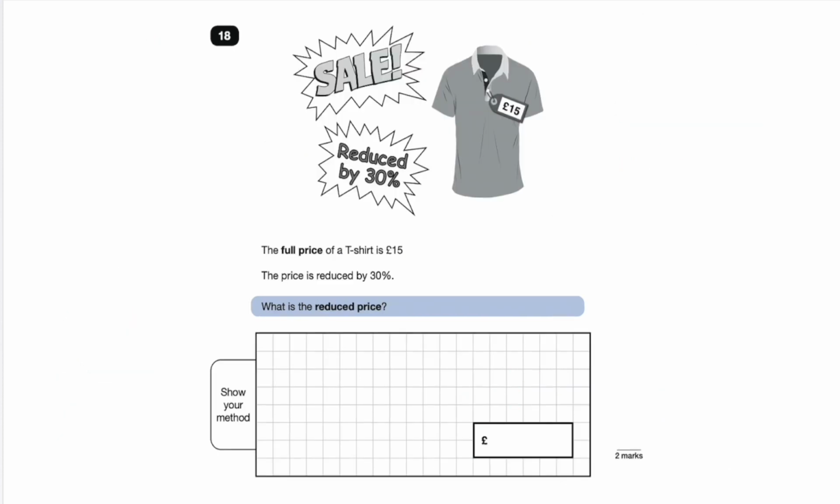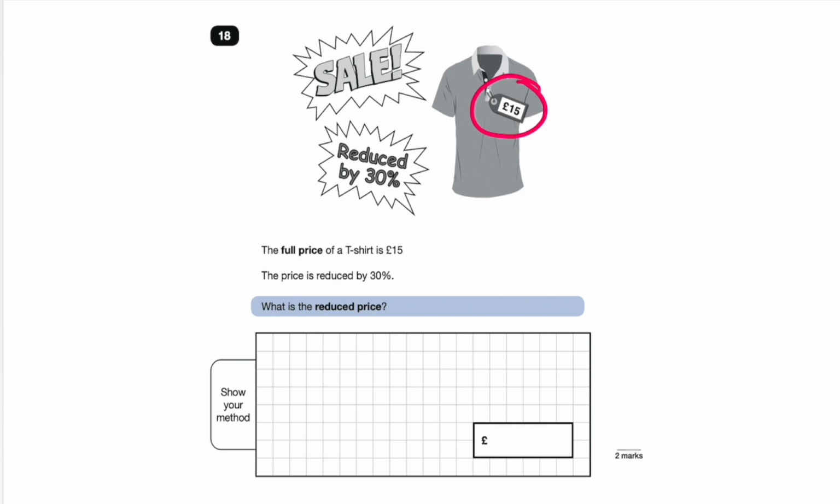Question 18, and a classic SATS exam question. We have a percentage discount. So this shows a sale, and this t-shirt is reduced by 30%. The full price of the t-shirt is £15. The price is reduced by 30%. What is the reduced price?